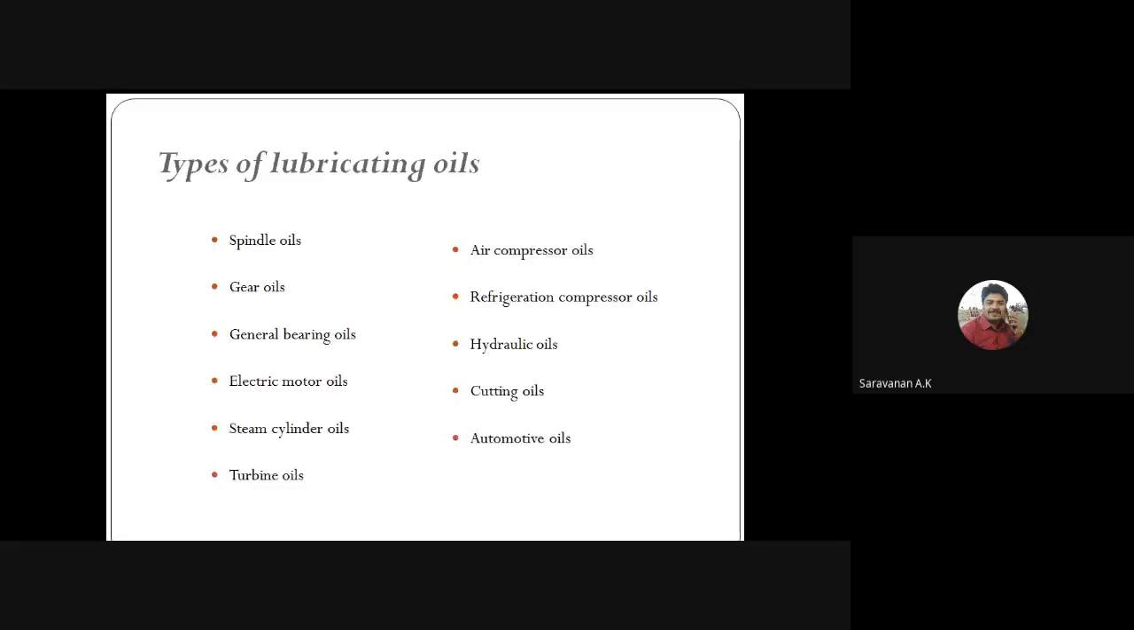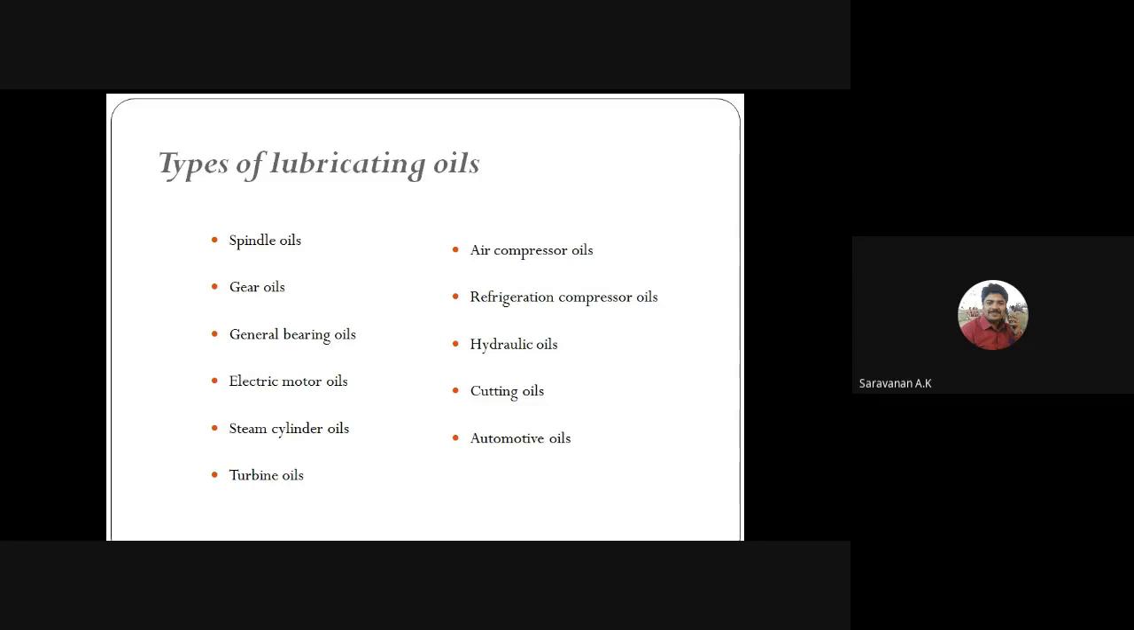Why? Because the rubbing action is more. The gear tooth mating will create some pressure on the teeth. So high pressure will be on the teeth and there may be some high rubbing action on the teeth. So here we have to use some heavier grade of lubricant. So the gear oils are heavier grade oils, right?